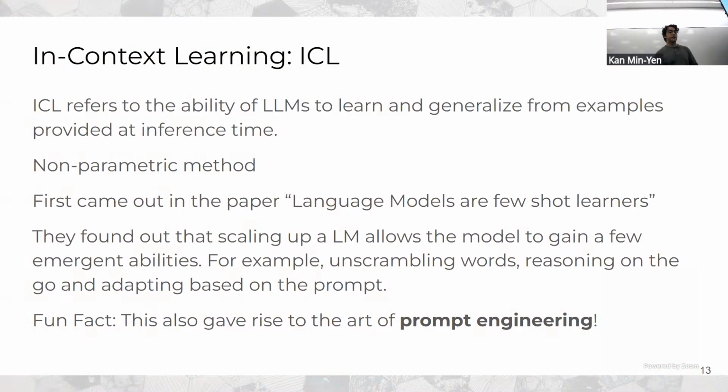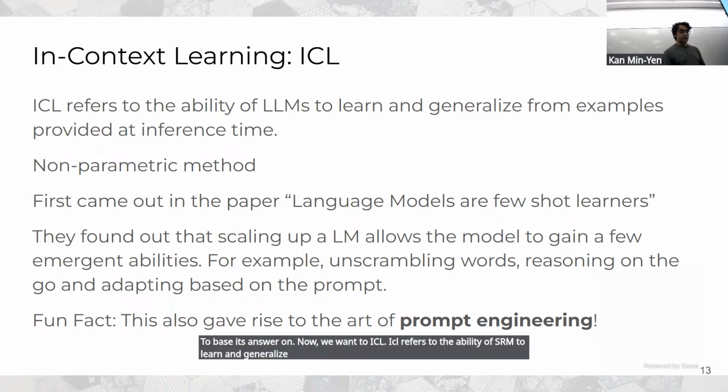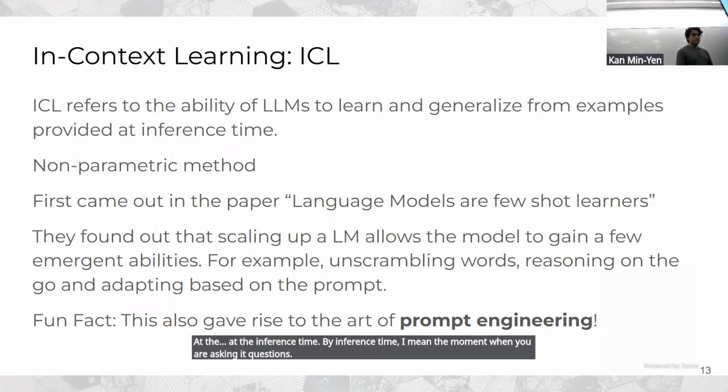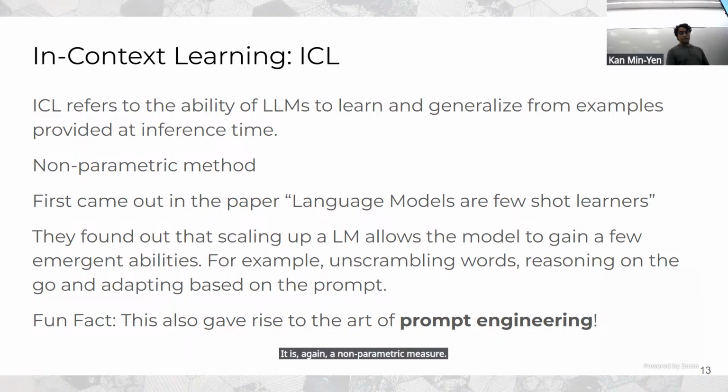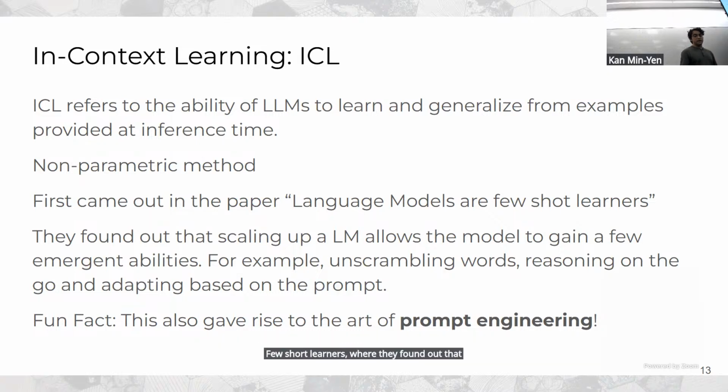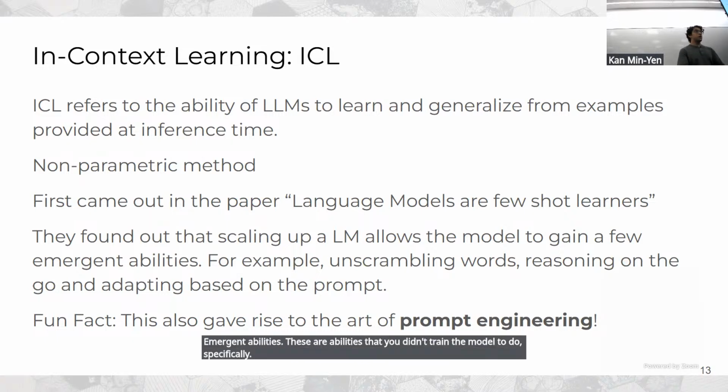Now moving on to ICL. ICL refers to the ability of an LLM to learn and generalize from examples at inference time. By inference time, I mean the moment when you are asking it questions. It is again a non-parametric method. It first came out in the paper called Language Models Are Few-Shot Learners, where they found that if you scale up an LM, meaning you train it on more data and add more parameters to it, LLMs gain emergent abilities.